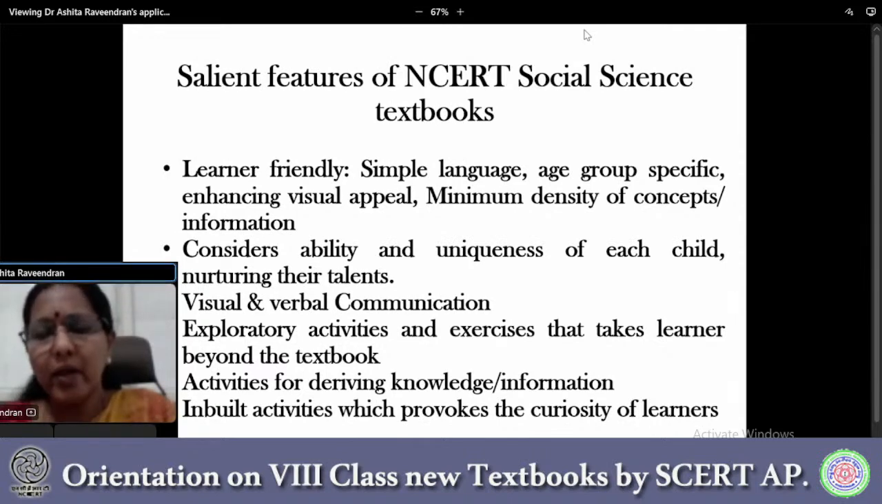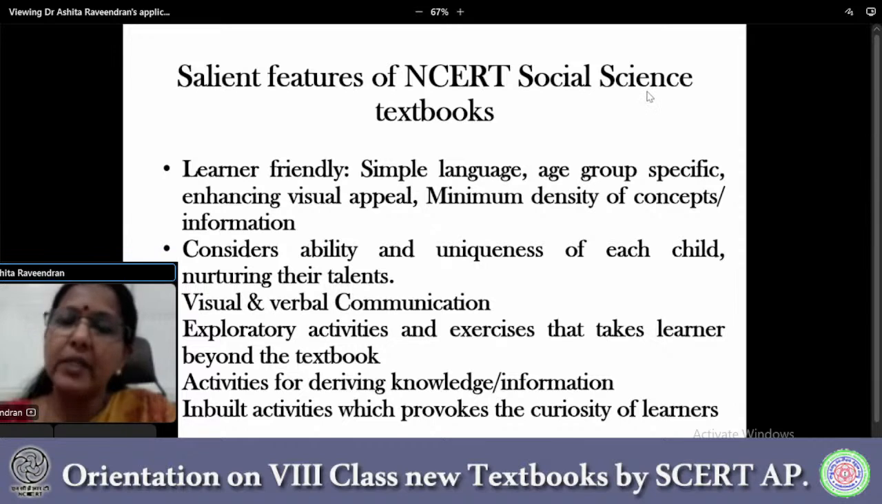So children, when we enter the classroom as social science teachers, we face different types of children with different capabilities. One child may be good in artistic skills, one may be good in learning or critical thinking. There are children who are capable of working collaboratively, and children who like to work in groups. So there are many types of children, with many capabilities and uniqueness.